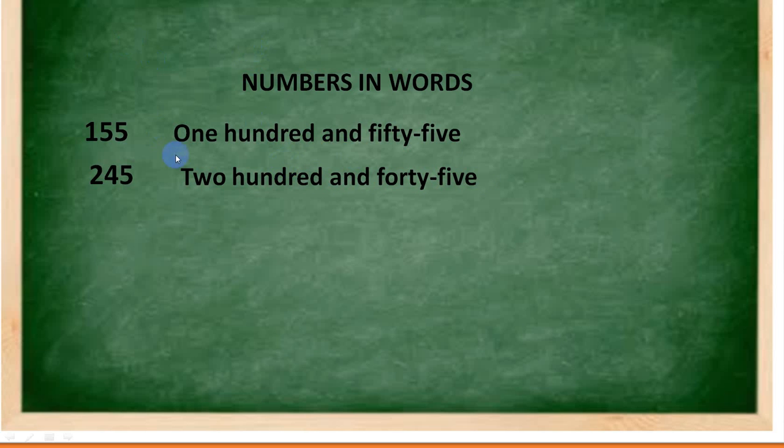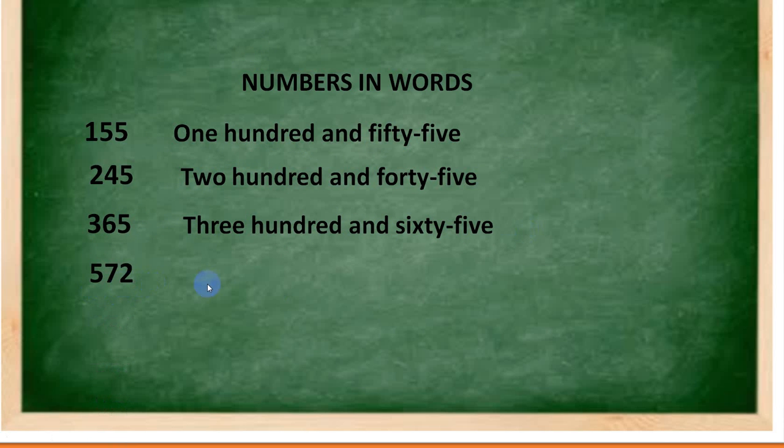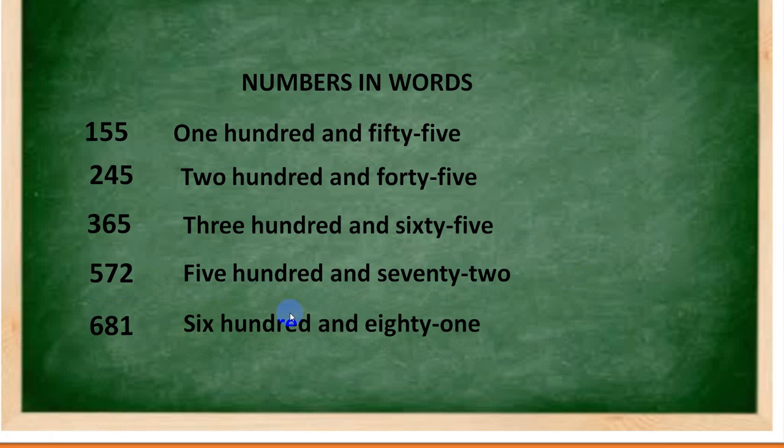Okay, for example, 2, the spelling is TWO. The spelling of 100, HUNDRED, and so on. Okay, you have to memorize it. Okay, now 365, three hundred and sixty-five. 572, five hundred and seventy-two. 681, six hundred and eighty-one. Don't forget, one more time, 'and' and hyphen.